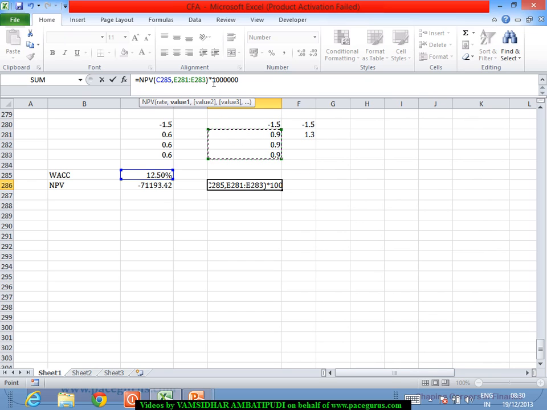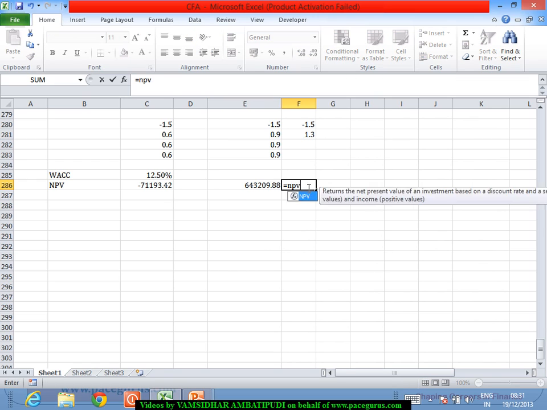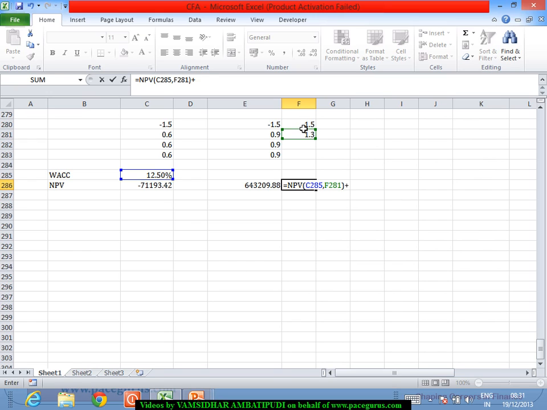The NPV in this case is going out to 643,000, whereas the NPV in this case is going to be around minus 344,000.